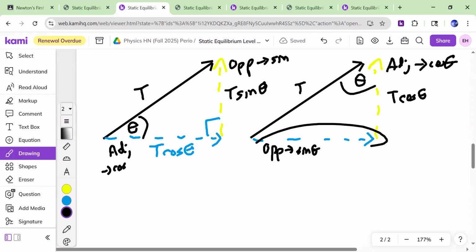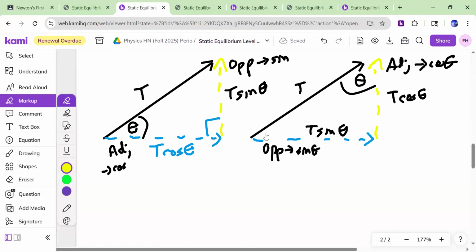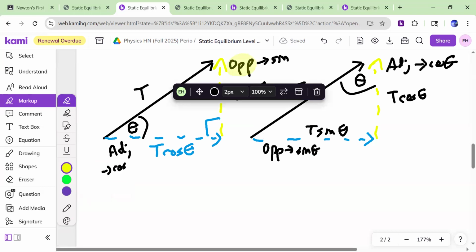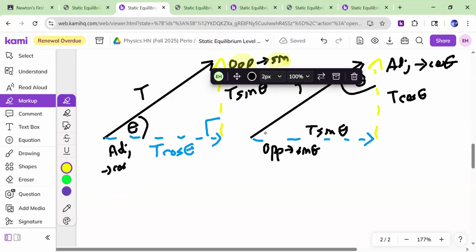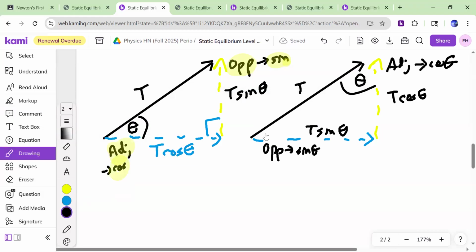And the blue component here would actually be tension times the sine of the angle. That's all you guys have to know when it comes to using right triangle trigonometry. It's really simple. If you can identify the opposite side, 100% of the time, it will go with sine of the angle. If you can identify the adjacent side, then 100% of the time, it will go with the cosine of the angle.